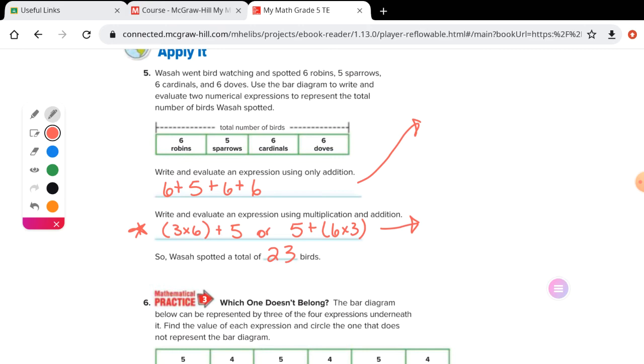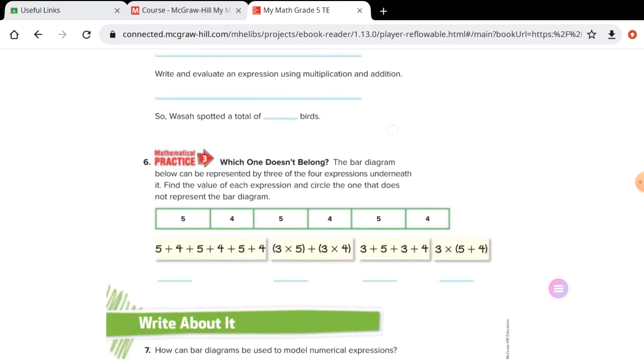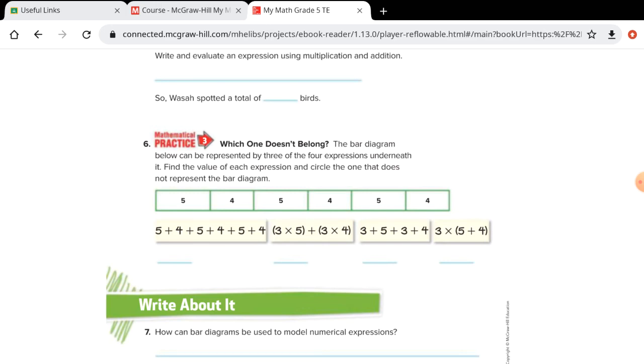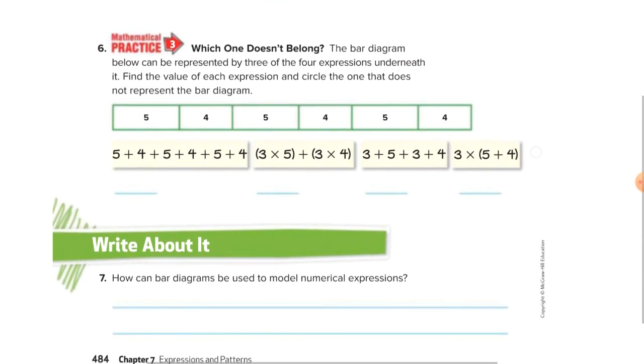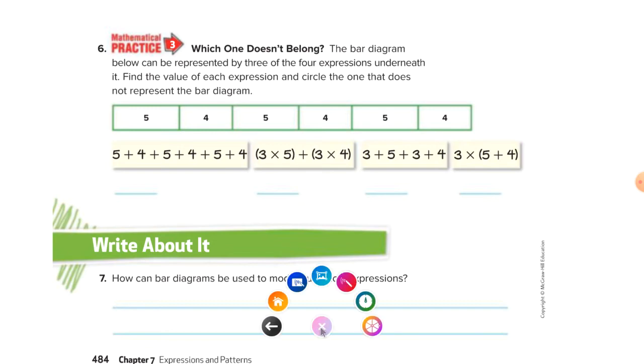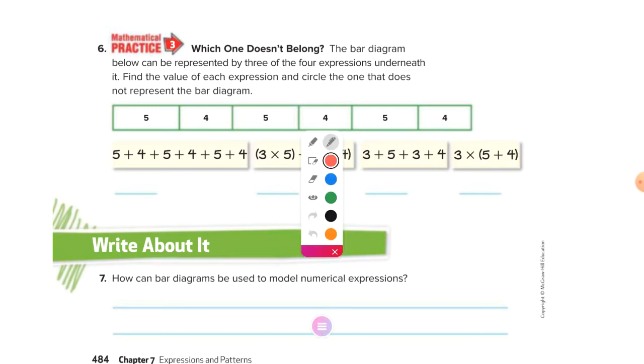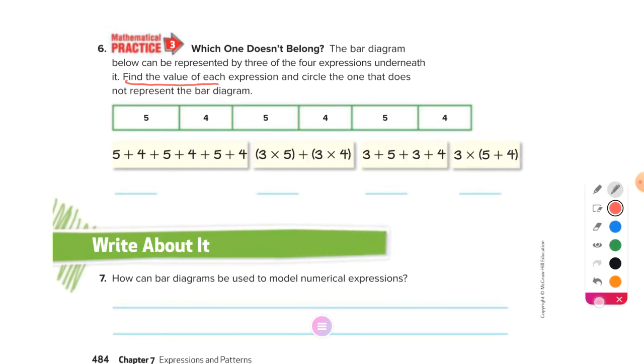Okay, we're going to start on the one at the bottom. I don't think we'll get through it. Which one doesn't belong? The bar diagram below can be represented by 3 of the 4 expressions underneath it. Find the value of each one. We're not going to have time for that, so that's the piece we're going to cut out. Find the value of each expression, we just won't have time to, and circle the one that does not represent the bar diagram.